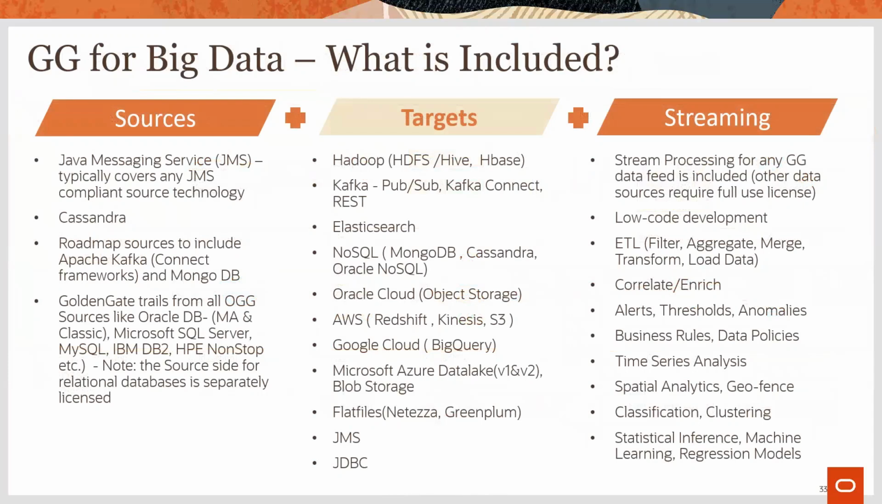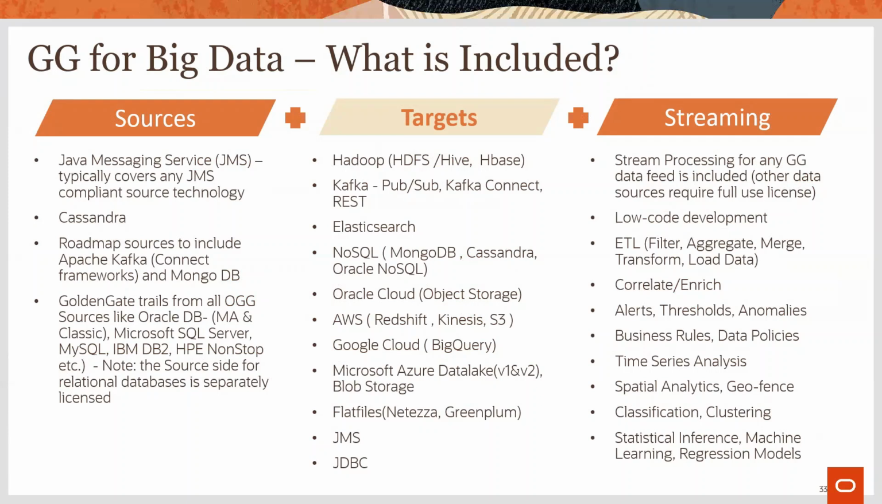And then from a target perspective, you have all the existing capabilities around Hadoop file system, Hive, HBase, Kafka, Amazon's flavor of Kafka, Google's flavor of Kafka, et cetera, Elasticsearch, all the different key value pair stores like NoSQL engines, Mongo, Cassandra. You get the different cloud vendors for object storage, both Oracle, you get S3 for Amazon, Google Cloud for Object Store, Azure Blob Store. You get JDBC, JMS capabilities, Azure Data Lake, you get Kinesis and Redshift, and all these other capabilities are included.